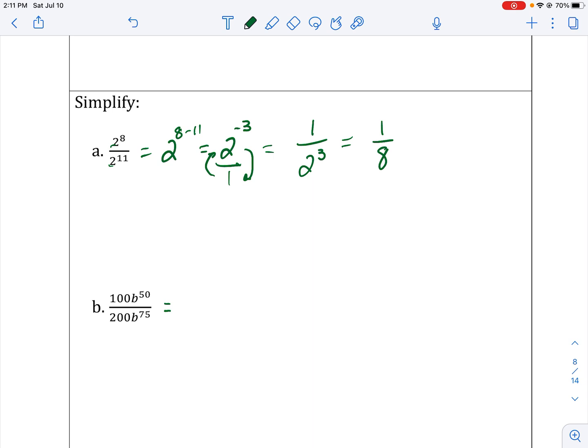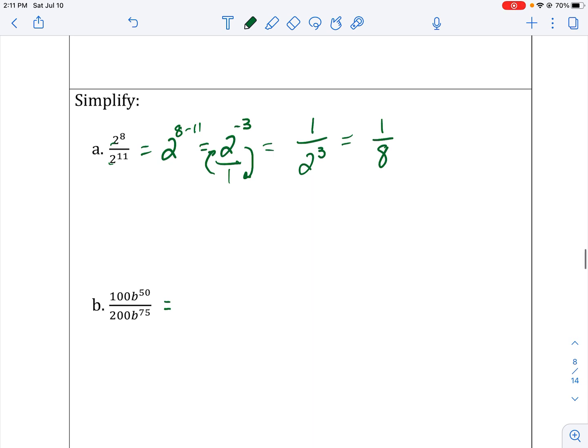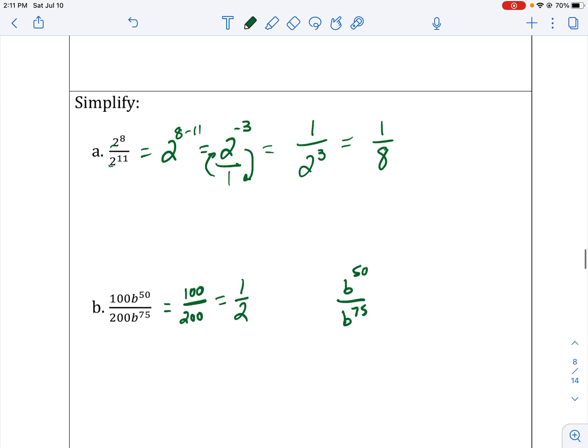Down here, like we've been doing, split everything up. Coefficient over coefficient. Like base over like base. 100 divided by 200 gives me 1/2. Now here, there's a couple ways we can do this. Because we have a fraction here, 1/2, right? We can stick with subtracting our exponents. Exponent in the numerator minus the exponent in the denominator gives me b to the negative 25th.